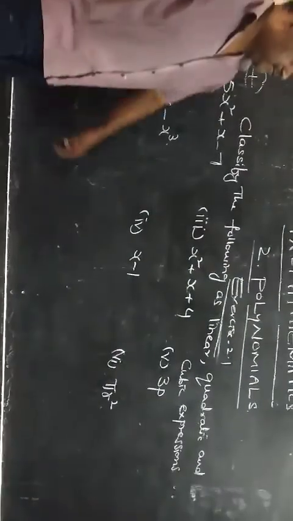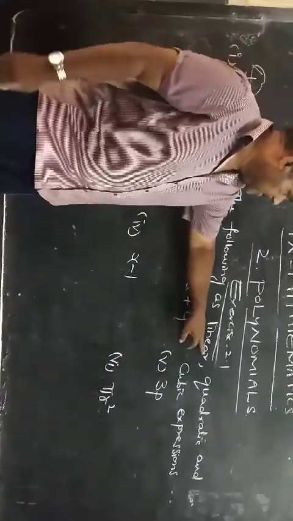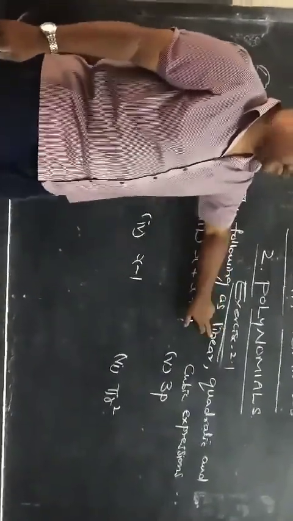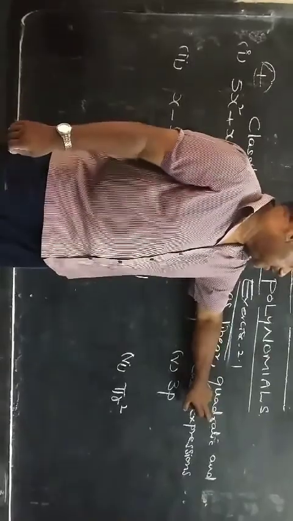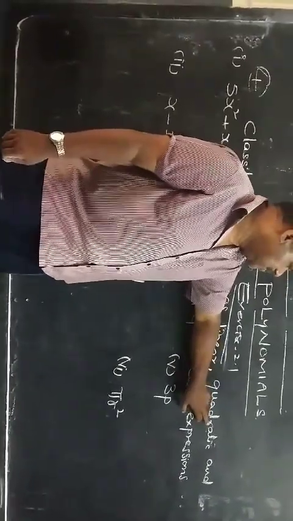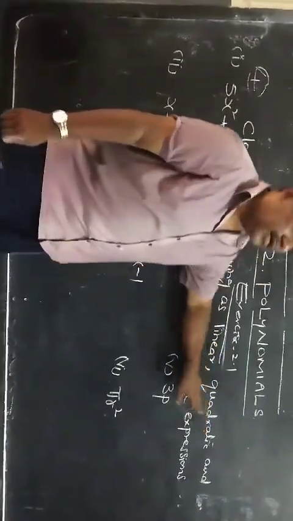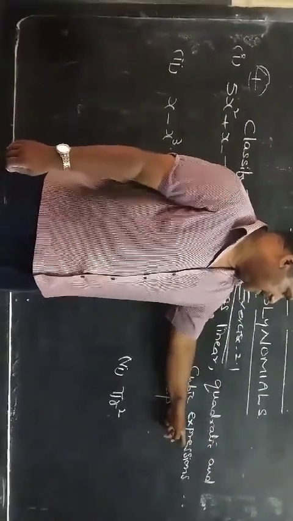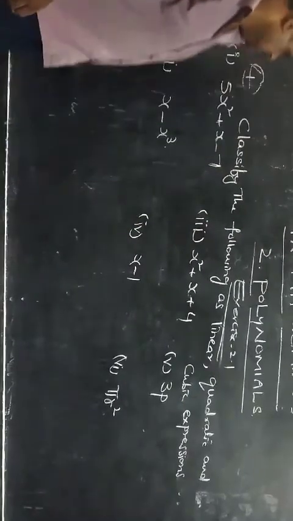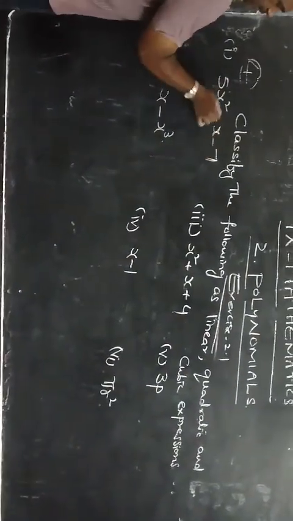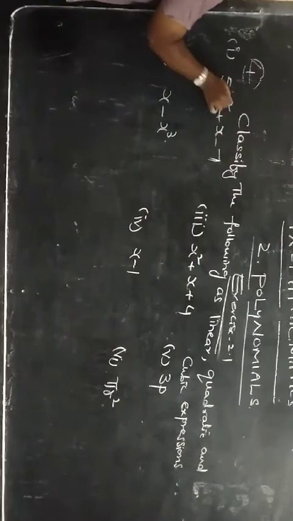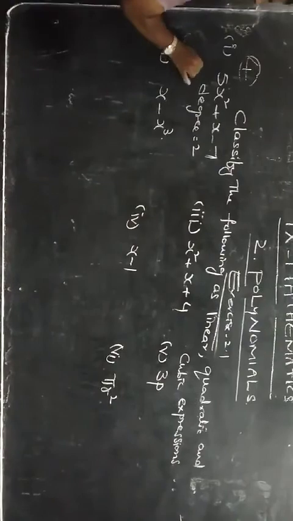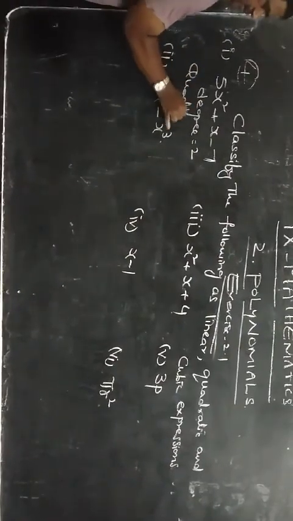So an expression where the highest variable power is 1, it is called linear expression. An expression in which the highest power of the variable is 2, it is called quadratic expression. An expression where highest power of x is 3, it is called a cubic expression. Here highest power of the variable is 2, so its degree is 2, then we call it as quadratic expression.